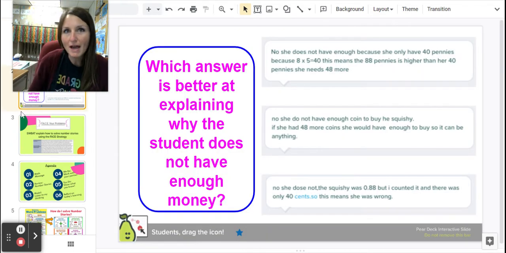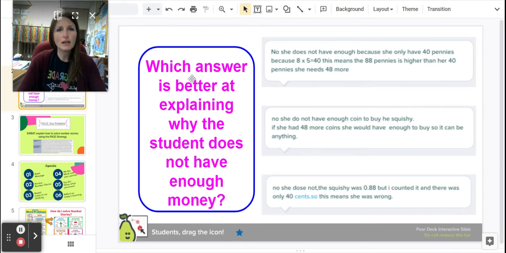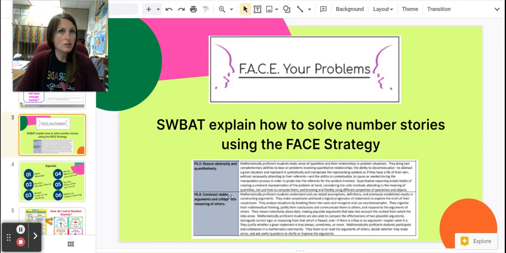So first, let's look back at writing. We learned something called the FACE strategy, and here are some real student examples. I want you to drag your star to the answer that is best at explaining why the student does not have enough money. You have to think, we know the answer is they don't have enough money. Now, who explains that better? You don't even have to see the problem to know. So by looking over here, drag that star. Today we're going to be focusing on explaining how to solve number stories using the FACE strategy.